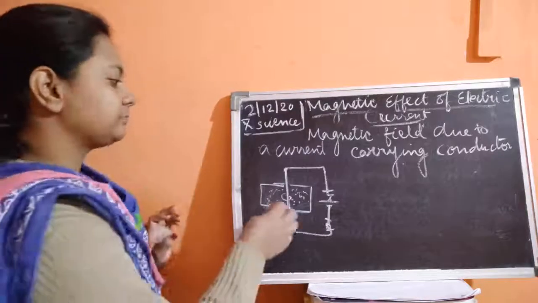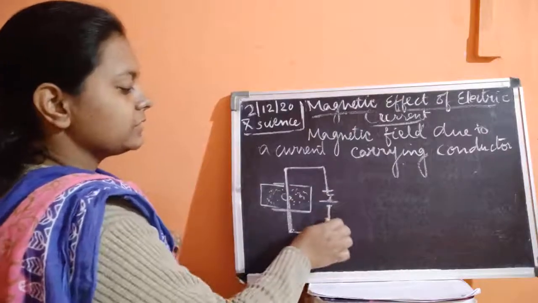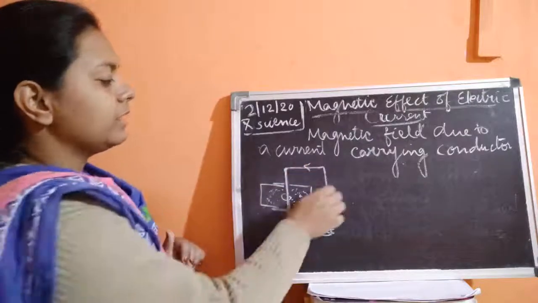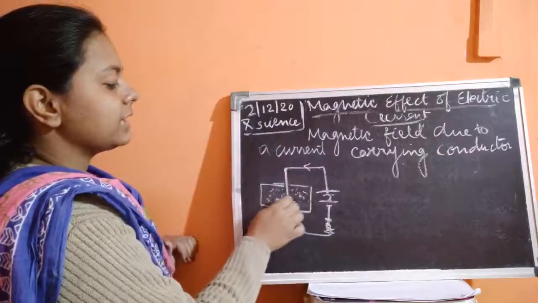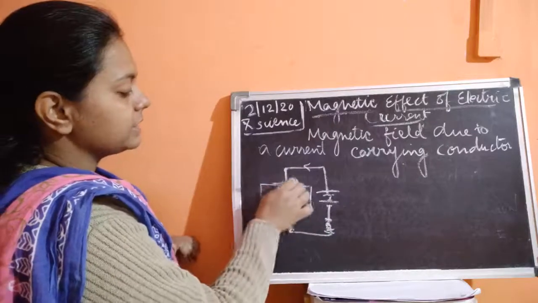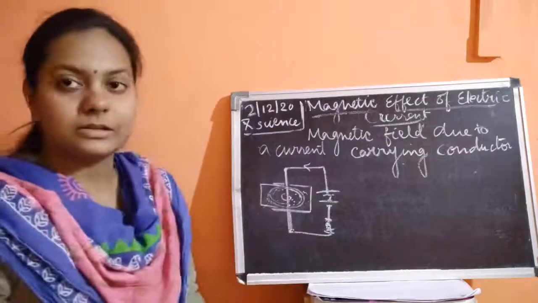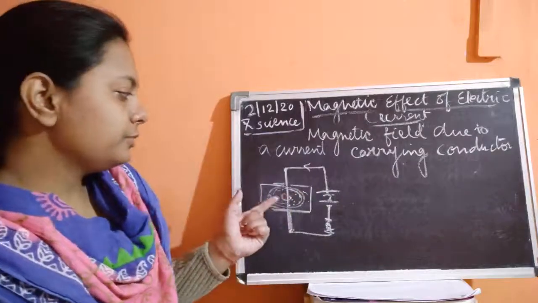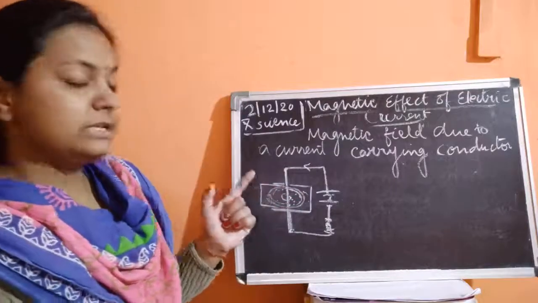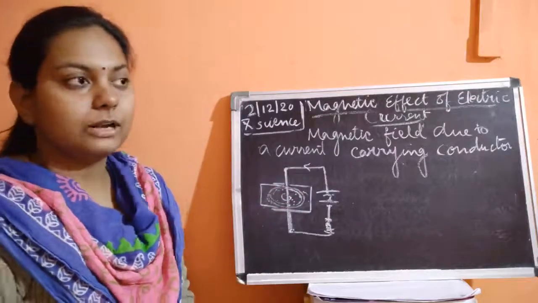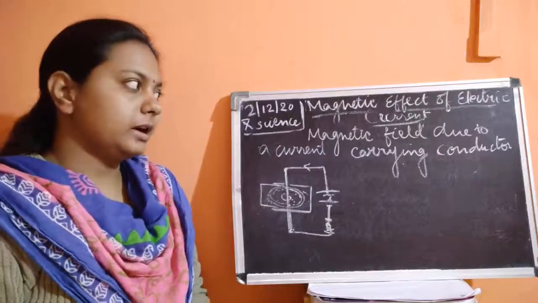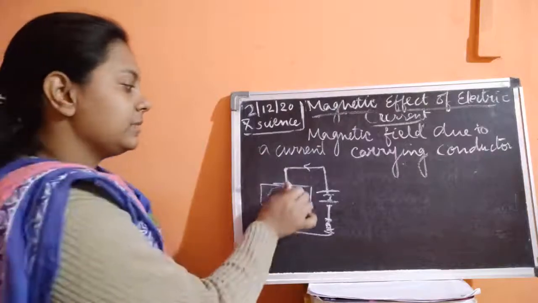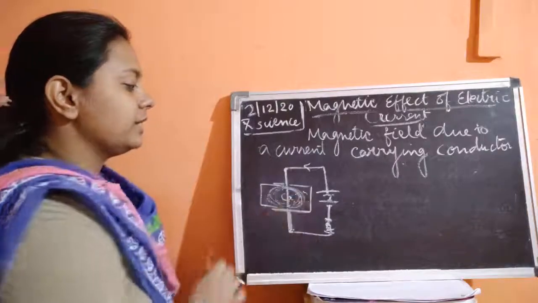Now as soon as we switch it on, the current starts flowing in the circuit, and we will see that these iron filings arrange themselves in the form of concentric rings around that current carrying conductor. The iron filings arrange themselves around the current carrying conductor in a circular manner, in the form of concentric rings, one after another.